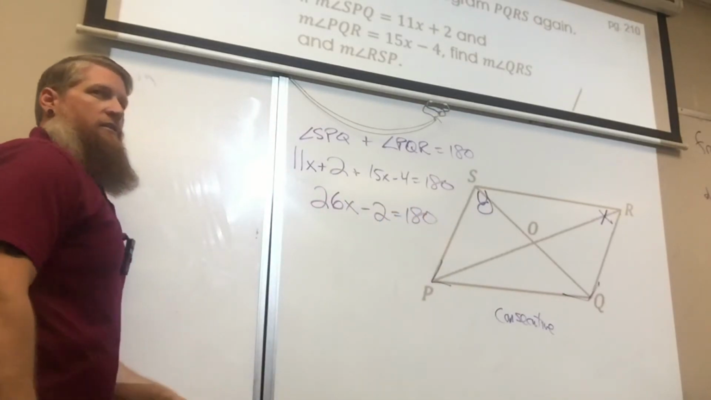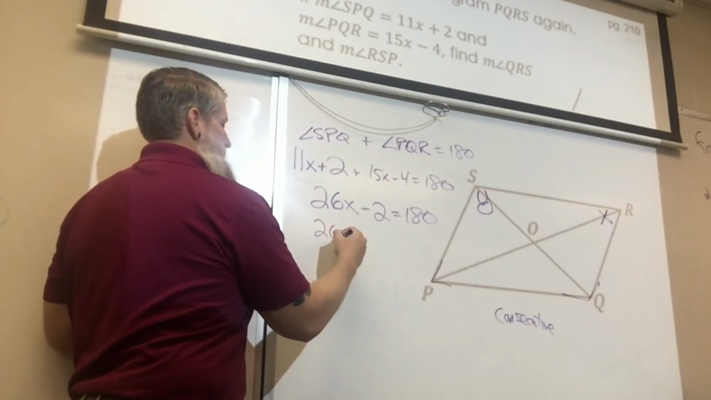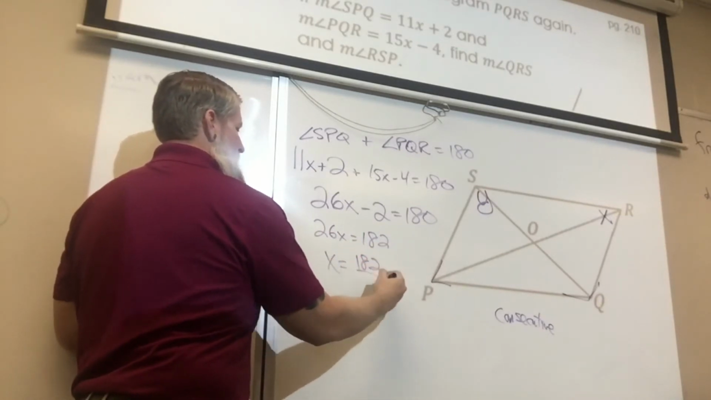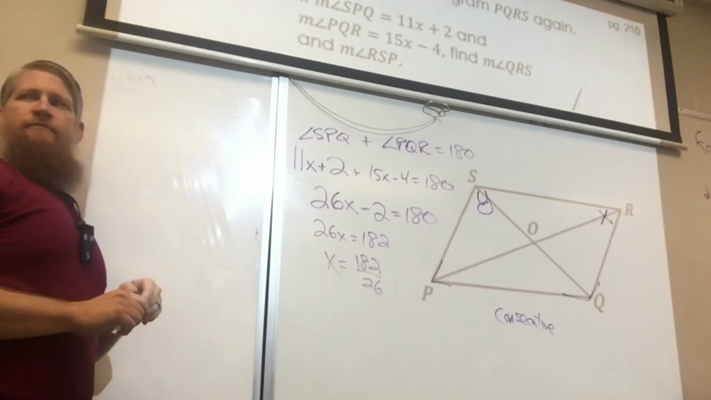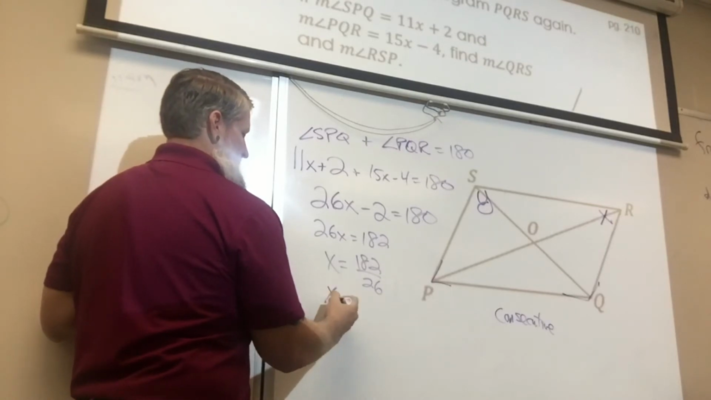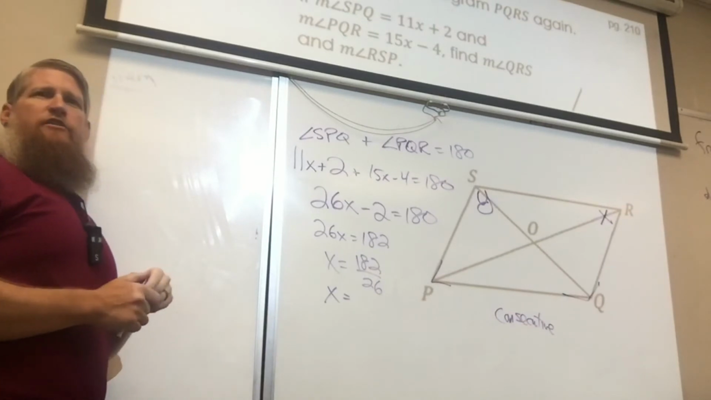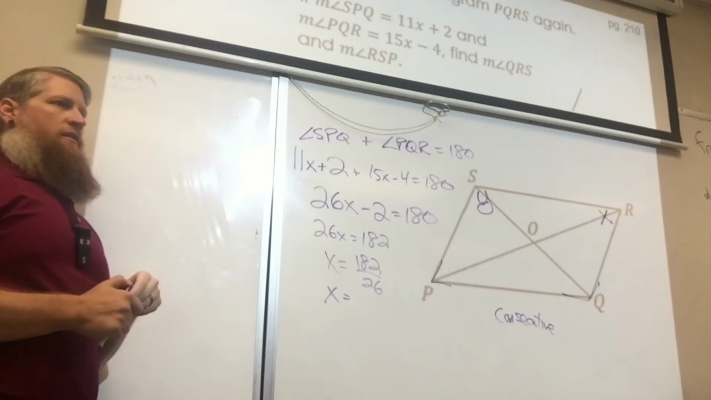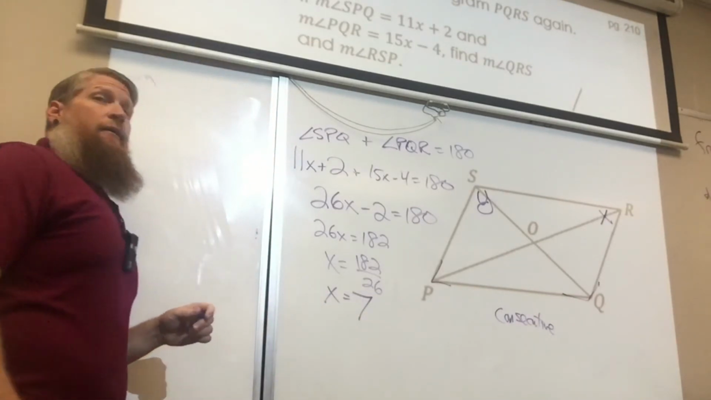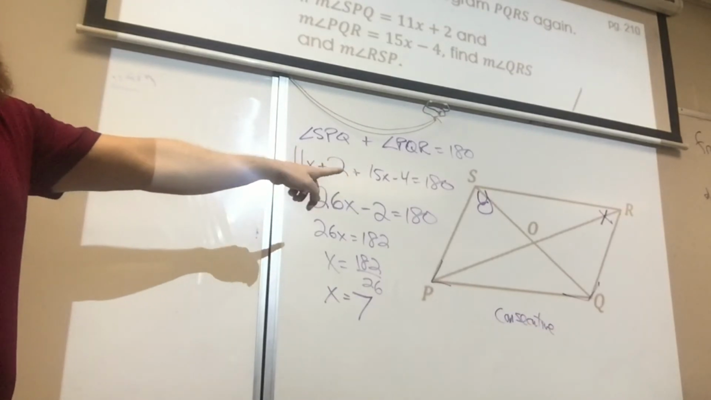What's the next step there? How do I solve it? And then what? All right, what's 182 divided by 26? Answer? Perfect. What is that? 182 divided by 26? 7. Okay.